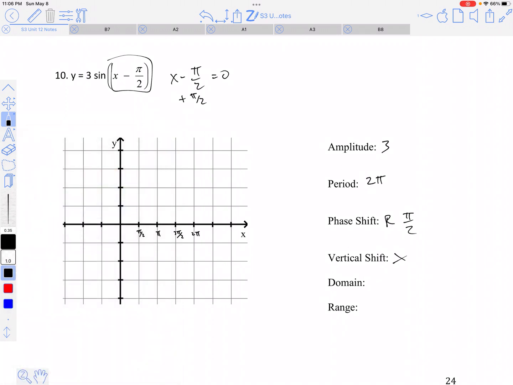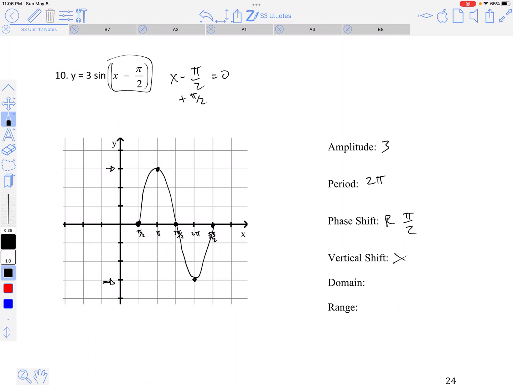Okay, so we're going to start our cycle, our normal sine wave cycle, at pi halves because of the phase shift. So it'll be here 0 at pi halves. Notice I'm going to go up 3 from the midline. That's the amplitude, distance from the midline to the max. And then I'll also go down 3. So here we have pi halves. Then I'm going to go up to complete the amplitude, and then 0, and then down, and then here at 5 pi halves, we will have our full cycle.